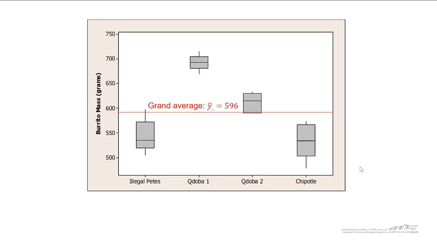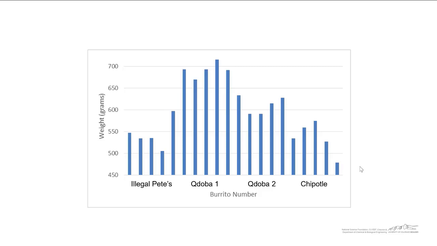The various groups or treatments, Illegal Pete's, Q1, Q2, and Chipotle, all vary a little bit from the grand average. We can also look at this graphically as a column chart where each of these bars represents a single burrito mass. You see that we have groupings of 5, and there's variability within groups, that means within each of these restaurants, but there's also variability between these different groups. ANOVA looks at error within groups and between groups and comes up with a conclusion.